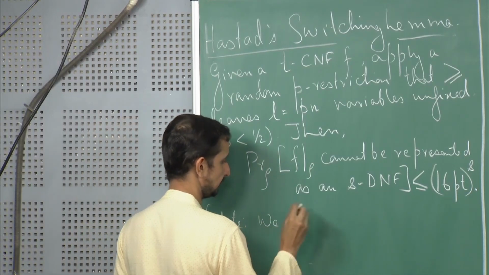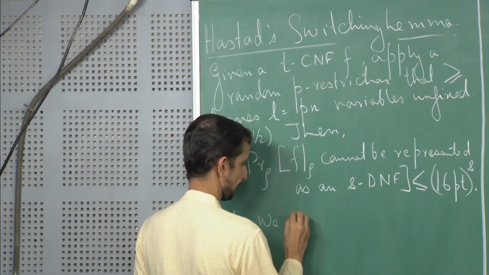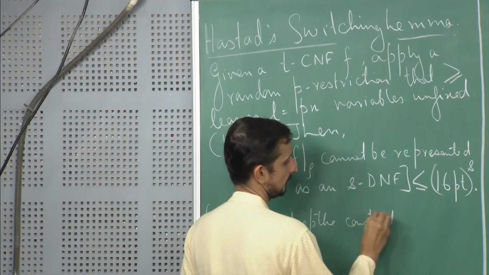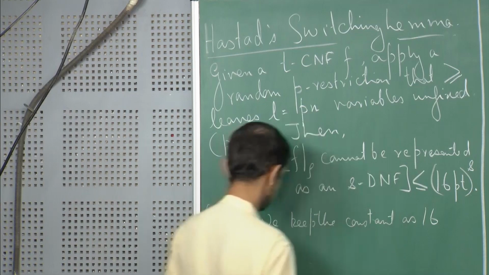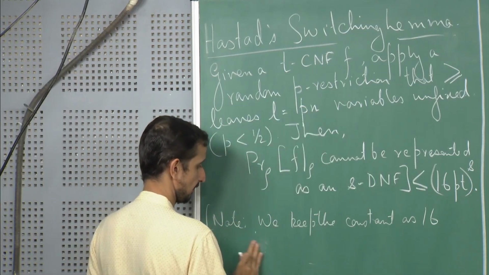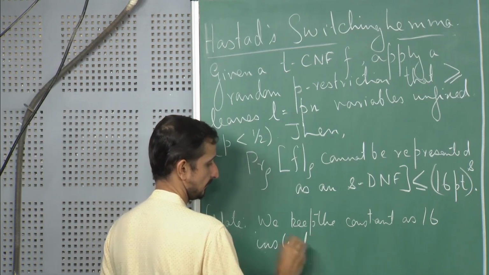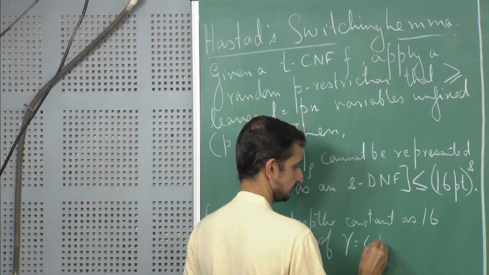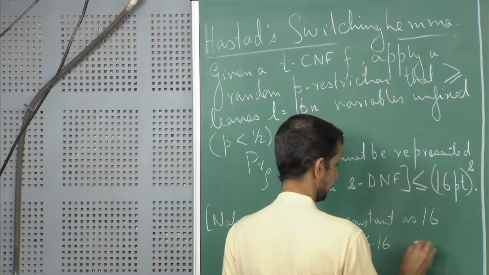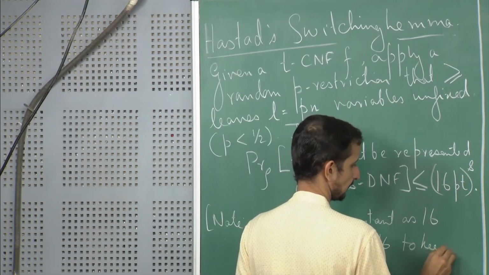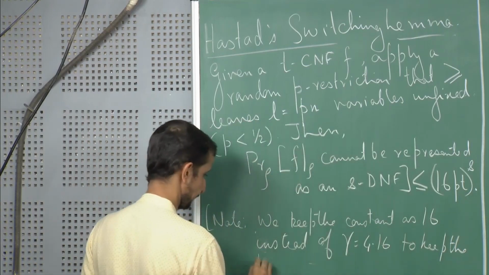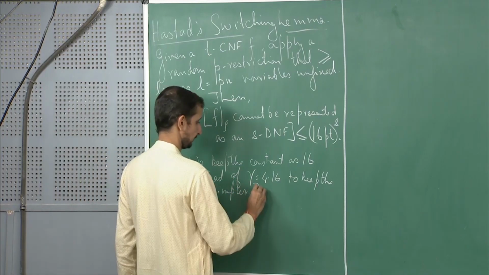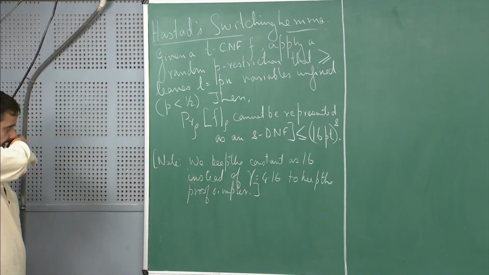So we keep the constant as 16 instead of gamma, which was I think 4.16, to keep the proof simpler.